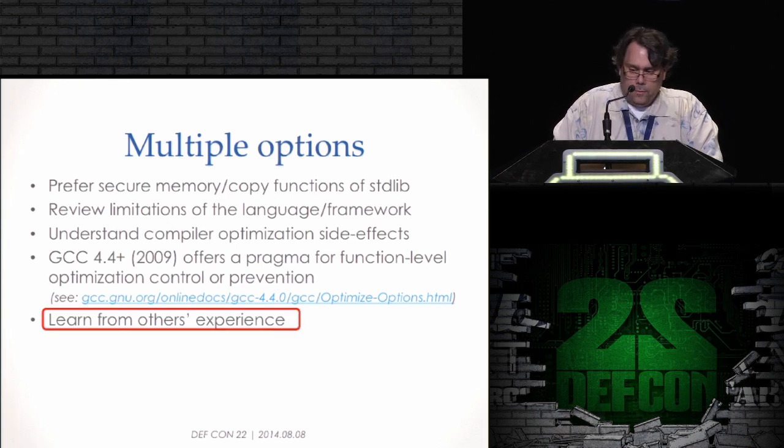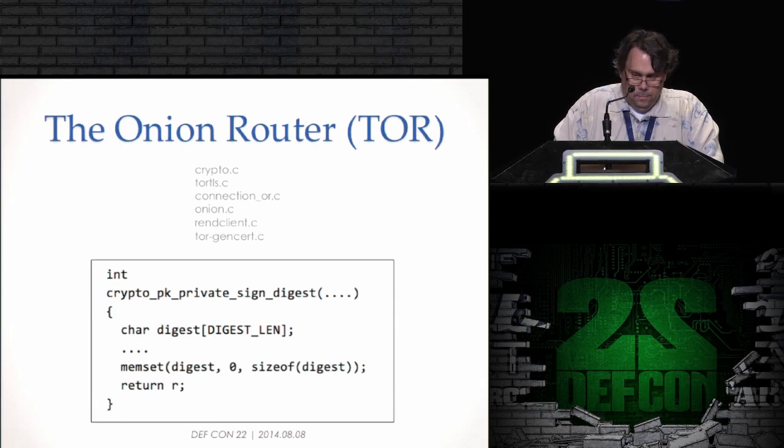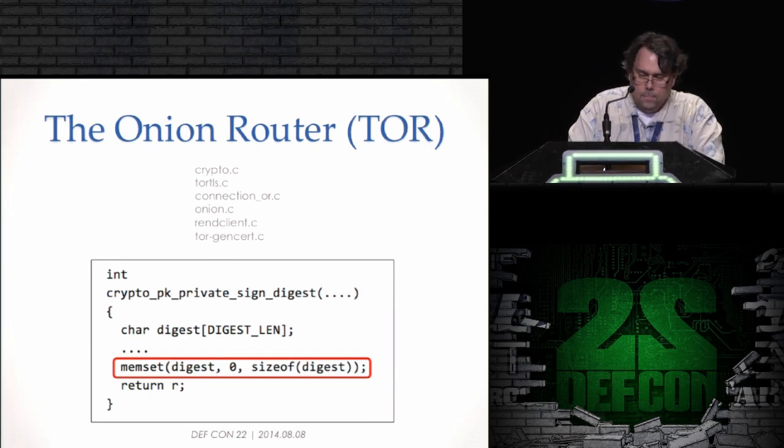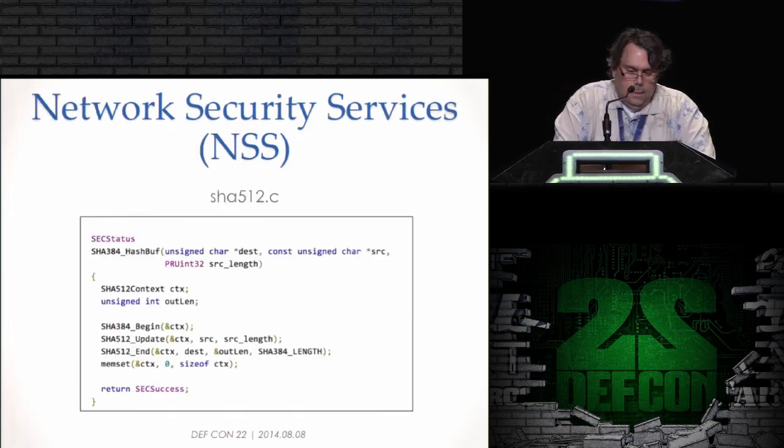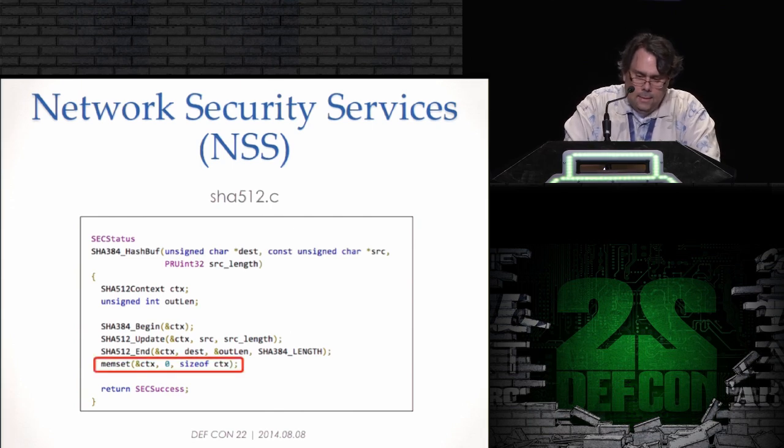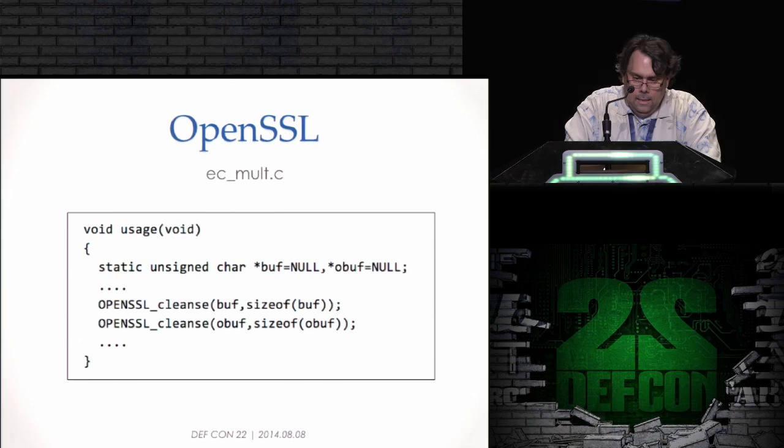And learning from other people. From the Tor project, I see 5 key files. It's a problem. NSS, that's a problem. Then you get fun stuff like this. Basically the issue there.